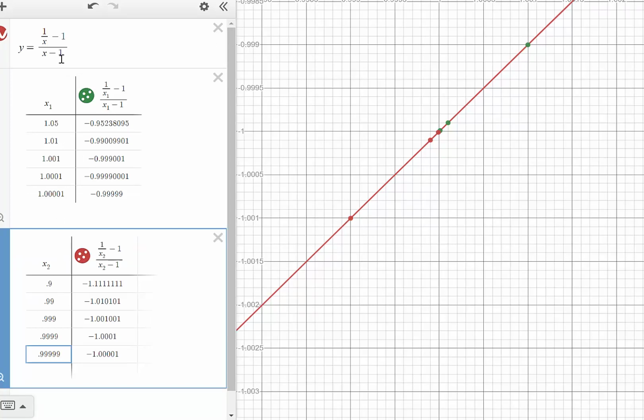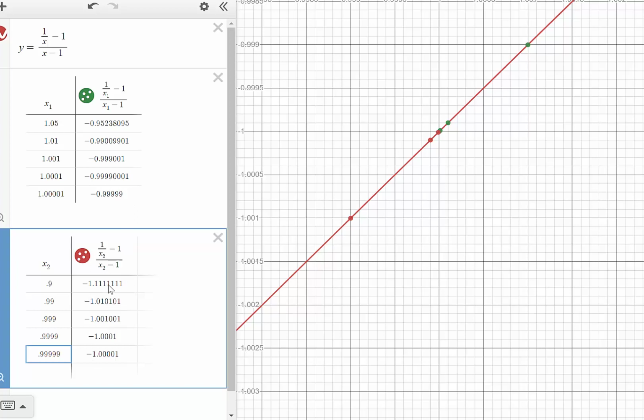And so we're approaching 1. Got these tables set up. So I have 1.05, 1.01, and so on. And if I look at these, it's approaching, let's see, negative 0.95, negative 0.99, negative 0.999, negative 0.9999. So it looks to me like that direction is going towards negative 1.